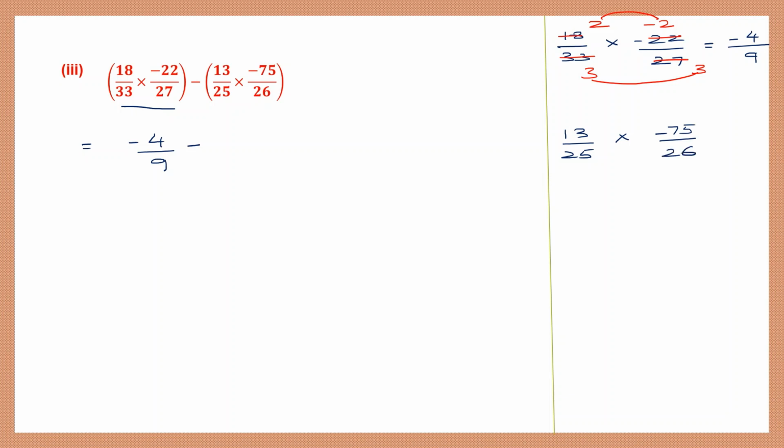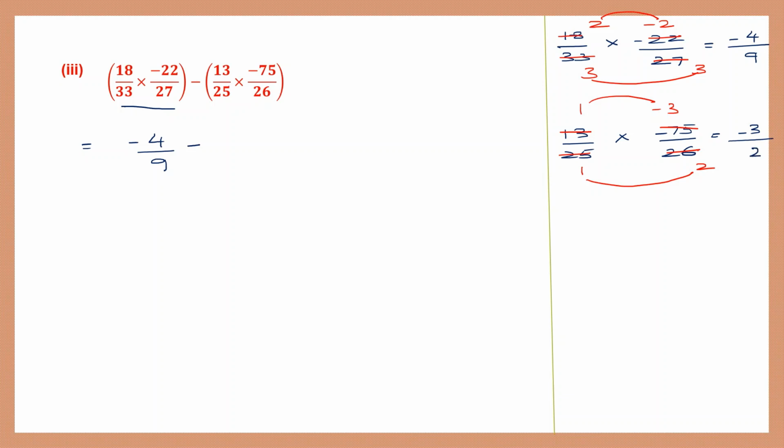So what can be cancelled here? 13 and 26. 13 ones are 13, 13 twos are 26. I can cancel 25 and minus 75, 25 ones and 25 threes, both by 25 itself. Now multiply the numerators and the denominators. When you multiply the numerators, what do you get? 1 into minus 3 is minus 3. Denominators 1 into 2 is 2.